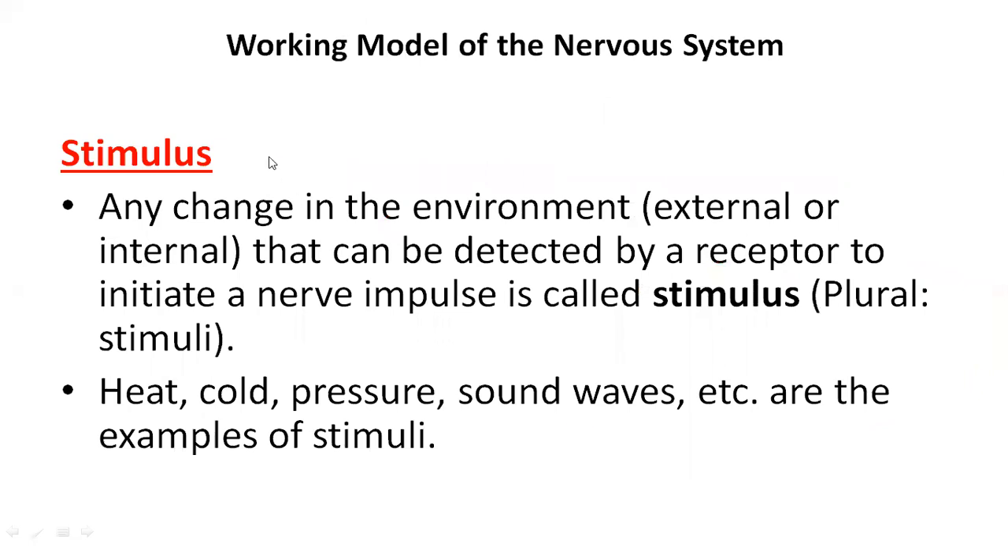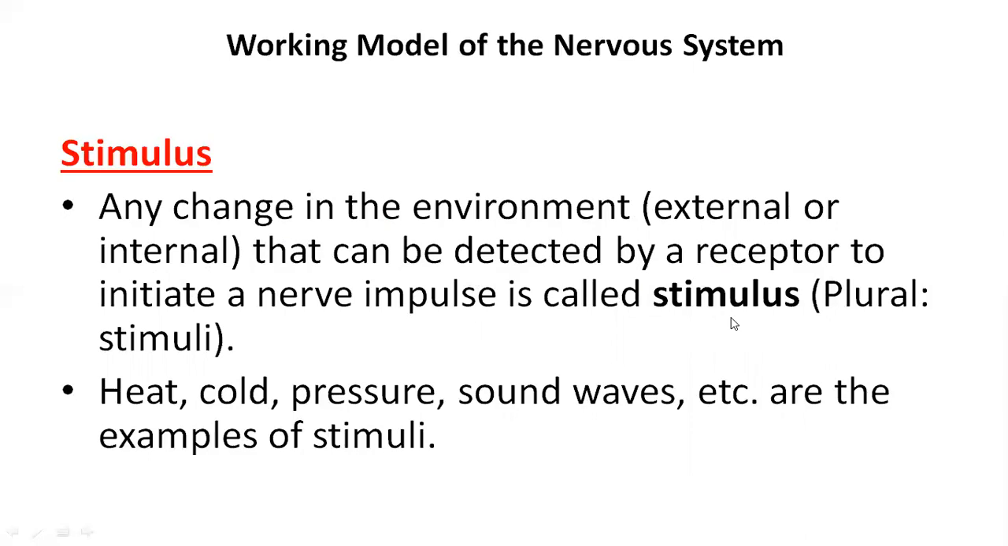There are certain terms which are very essential to be understood while talking about how the nervous system works. One of them is stimulus. What is stimulus? Stimulus is any change in our environment. The change can be in our external environment, that means the environment present out of our body, or it can be in the internal environment, that means the environment present inside our body. That change is detected by a specific receptor in order to initiate a nerve impulse. That change is simply termed as stimulus.